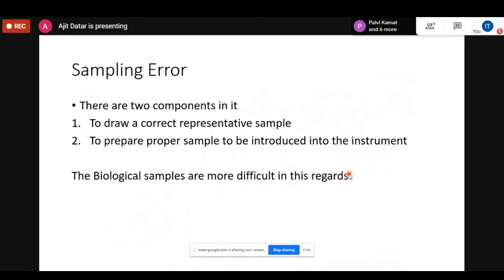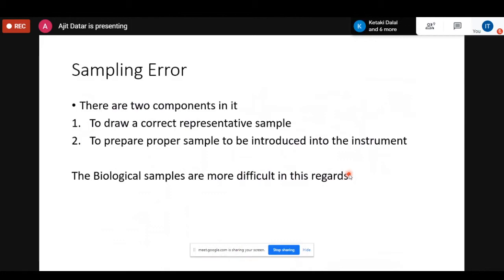Then to prepare proper sample for introduction into the instrument. So your sample preparation also is very important, because that can add to an error. So when you are doing some kind of a liquid extraction and your extraction is not proper, what will happen? The results which you will obtain will be wrong, and your instrument may be very good, you are very good, but still you will get wrong results. So these are some of the things which are important.